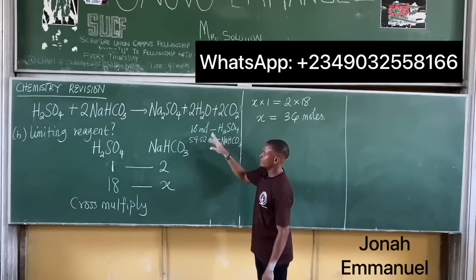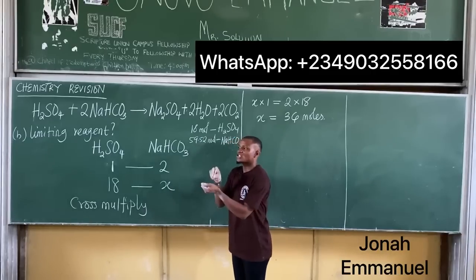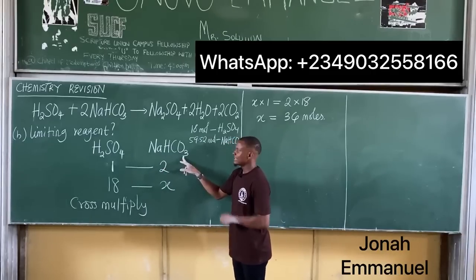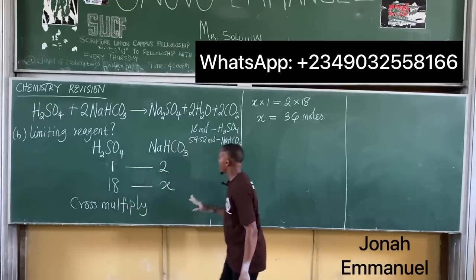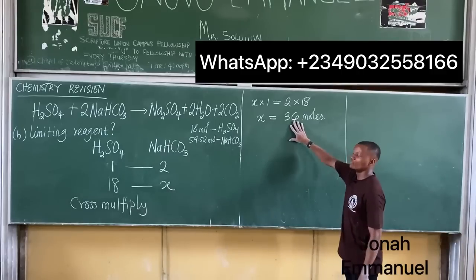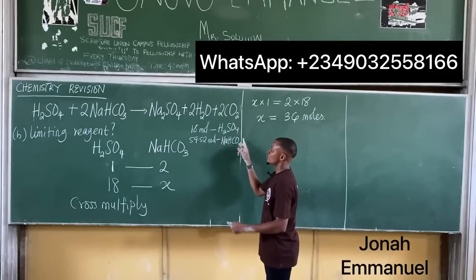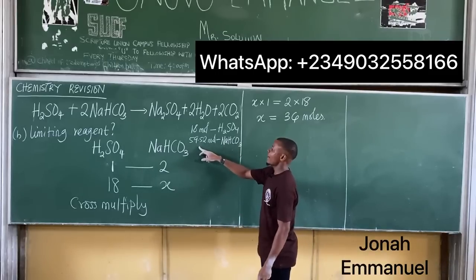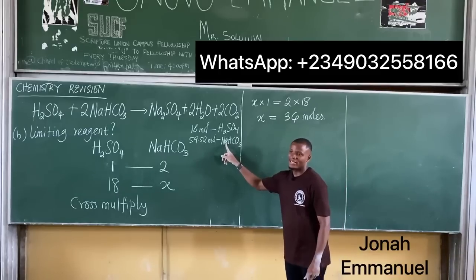So we've gotten these two already, but I said assume this one to be unknown, so X. Let's look for the actual value of this carbonate that will react to neutralize the acid. The acid was 18. When we did our calculation, we saw that we needed only 36 moles. But the actual value of this one is 59. So I have 59, I need 36. That means this one is in excess.